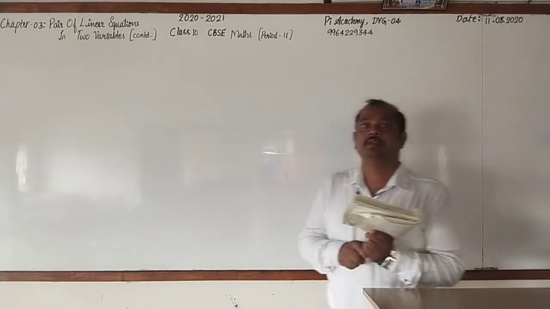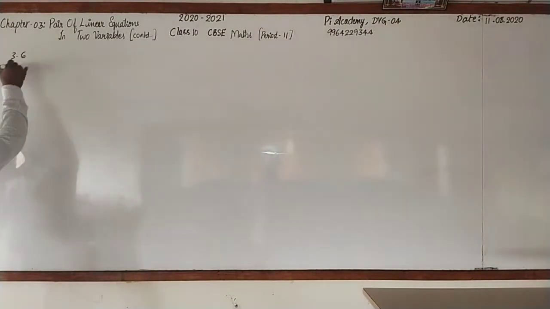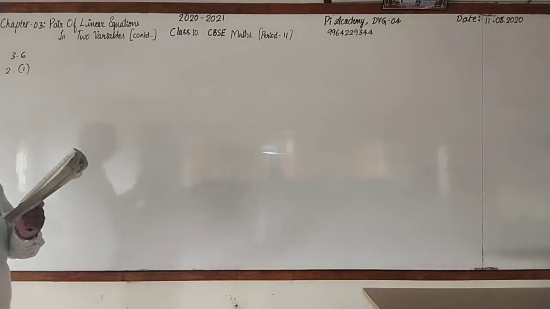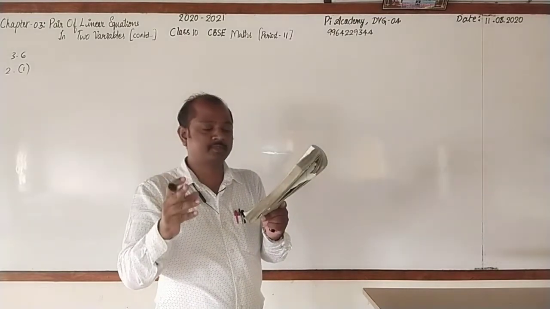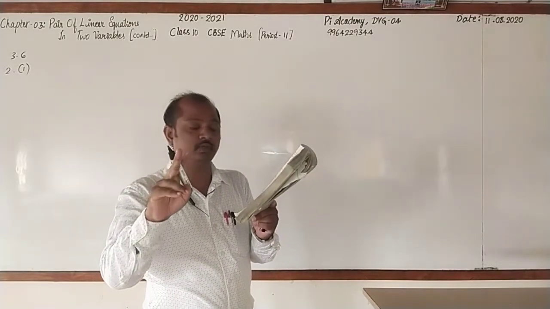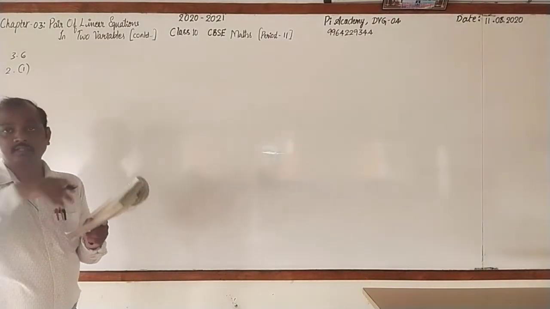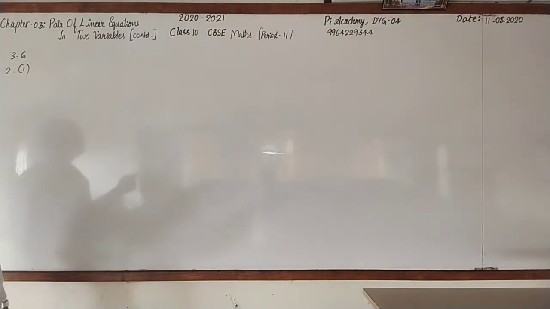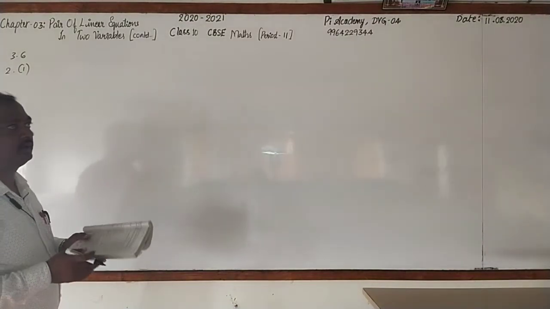Now let me read the statement again. It is 3.6, second question, the first sub-question. Ritu can row downstream 20 km in 2 hours and upstream 4 kilometers in 2 hours. Find the speed of rowing in still water and the speed of the current. So here you are going to find the speed of rowing in still water. We do not know that.